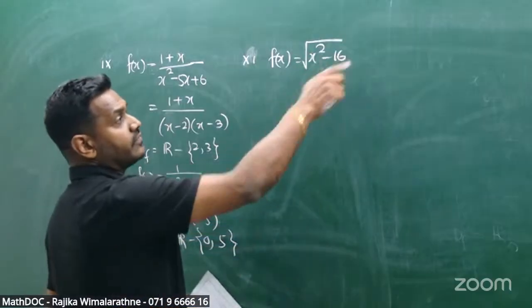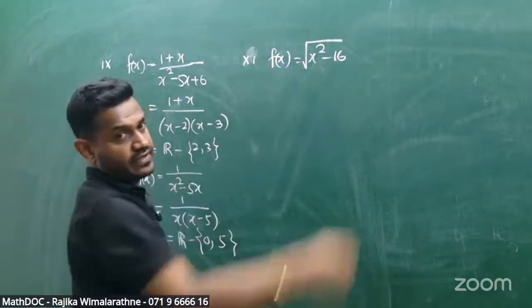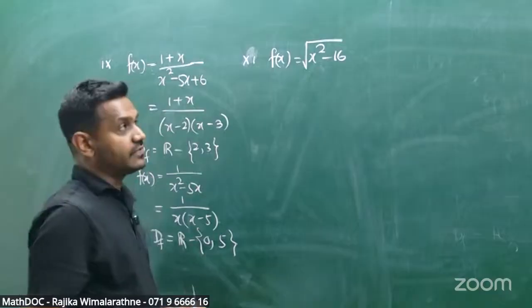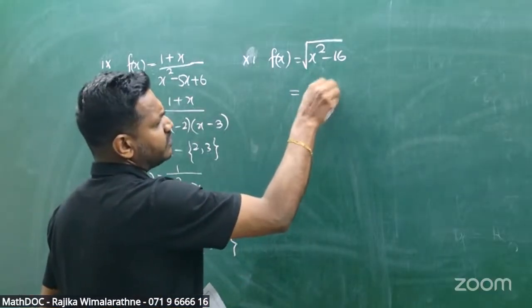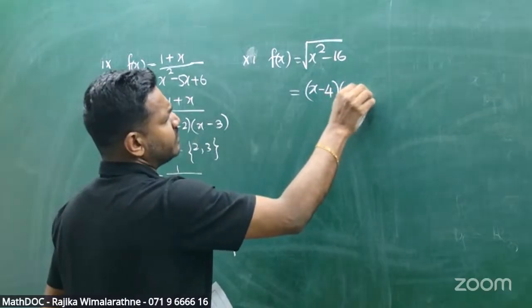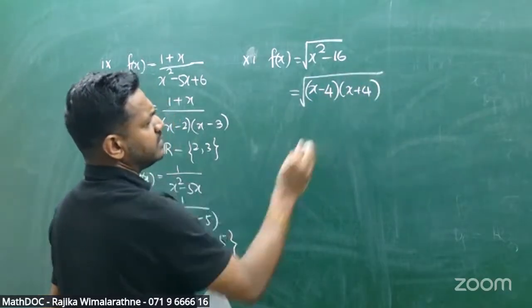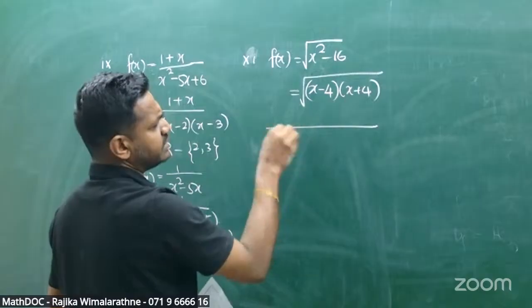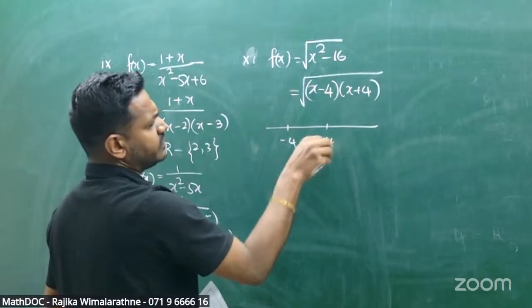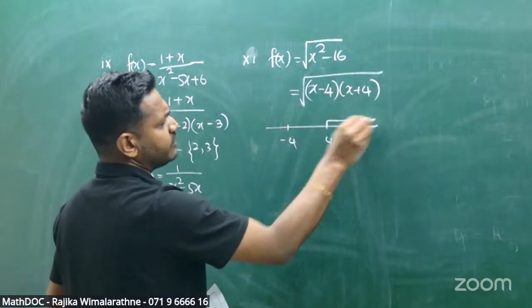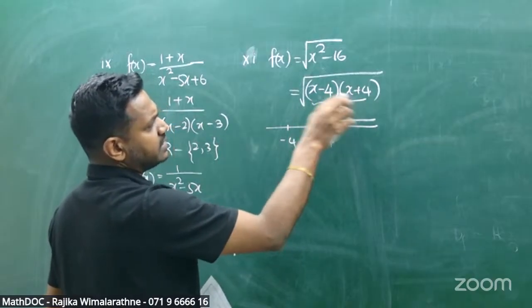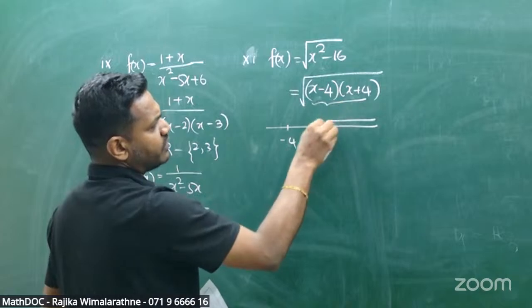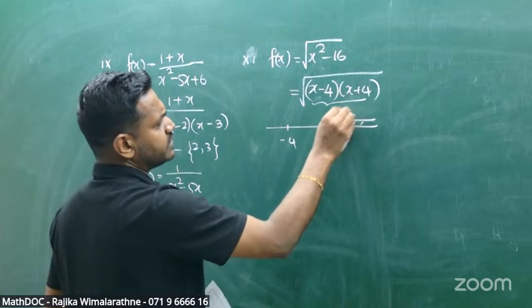Therefore, you have to evaluate this inequality. Factorize first: (x - 4)(x + 4). Then here we have zeros at -4 and 4. Then for values greater than 4, here definitely positive and here positive, all will be positive.